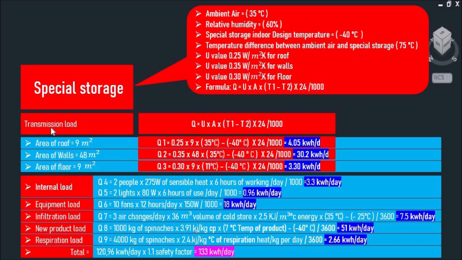Let's start with transmission load. We have an area of 9 square meters for our roof. Q1 equals 0.25 multiplied by 9 multiplied by 35 degrees Celsius minus negative 40 degrees Celsius, multiplied by 24 hours, divided by 1000. That comes out to 4.05 kilowatt hours per day. And the area for the walls is 48 square meters. When we drop this in, that comes out to 30.2 kilowatt hours per day.